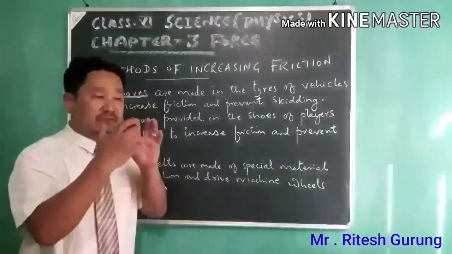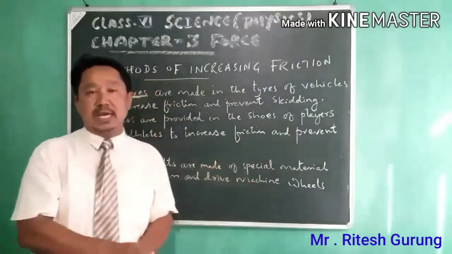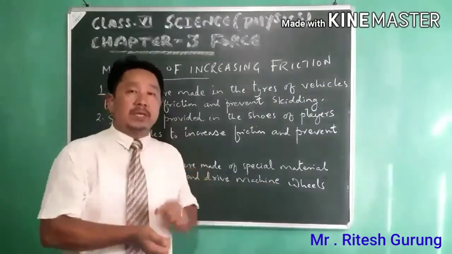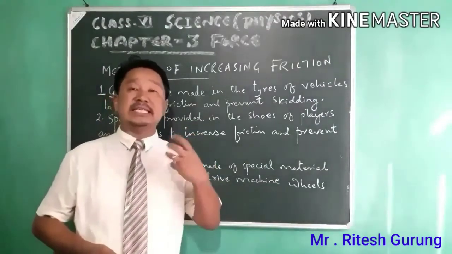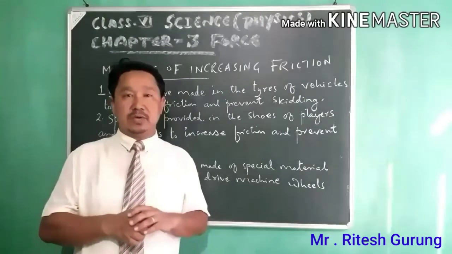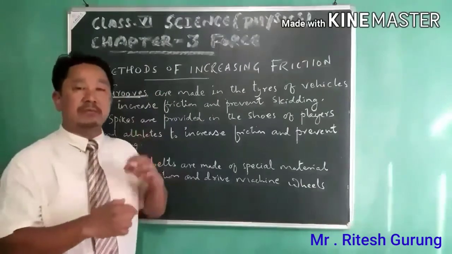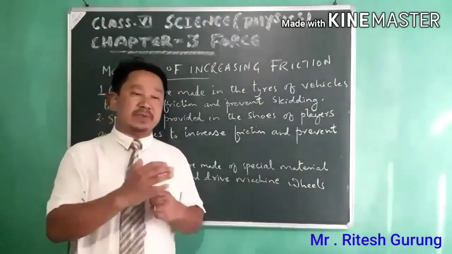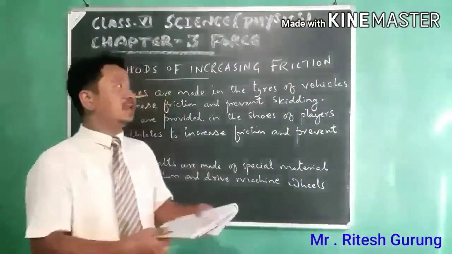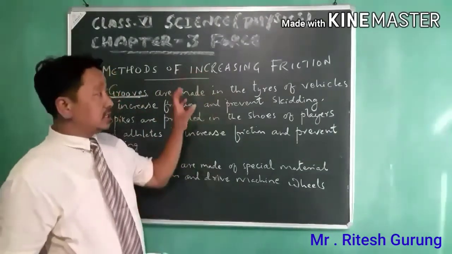Why? Because if the friction is less between the tires of a vehicle or bicycle, whichever it is, and the road, then the vehicles might skid, especially during the rainy season when the road is very slippery. When the road is wet, the friction may be very less. Consequently, the tires may skid. Grooves prevent skidding. So the friction in this case is very much helpful, and we need to increase it there.